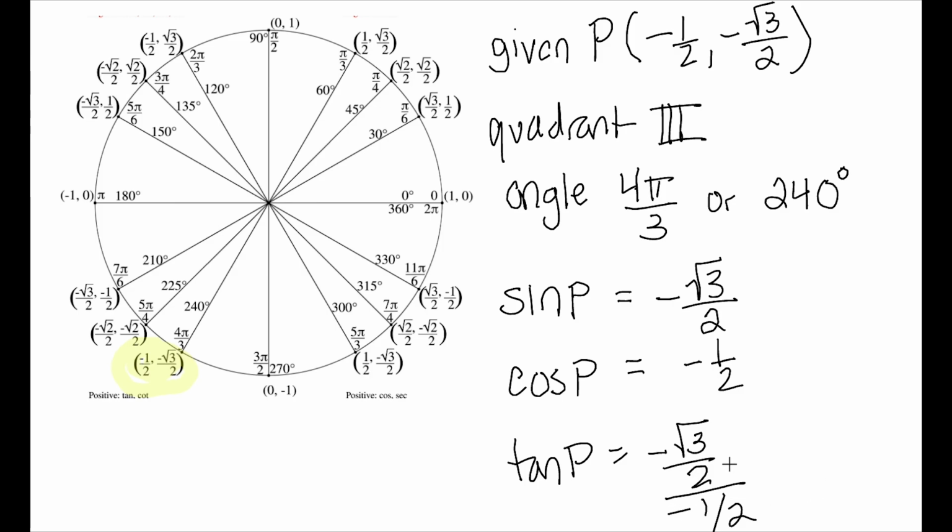So notice that when we're in quadrant 3, since both the sine and the cosine are negative, when we divide a negative by a negative, my tangent will become positive. The denominators are gone. You have positive root 3 over positive 1, which is just positive root 3.